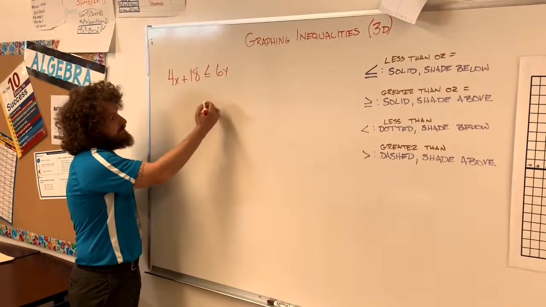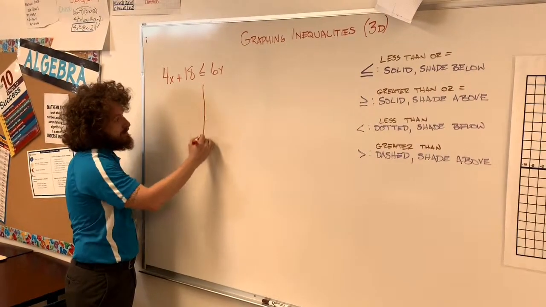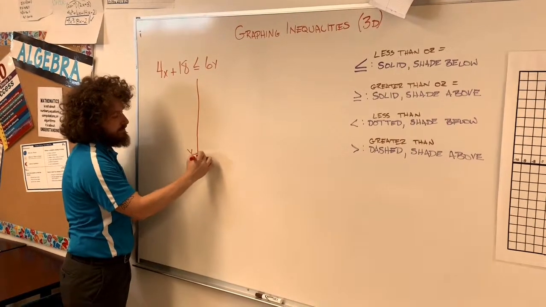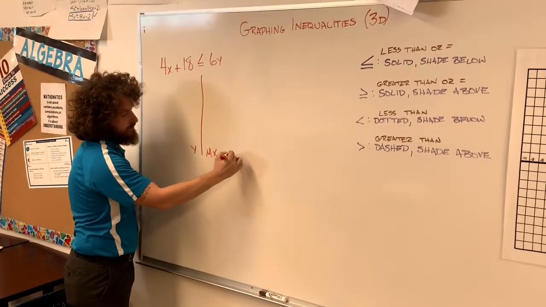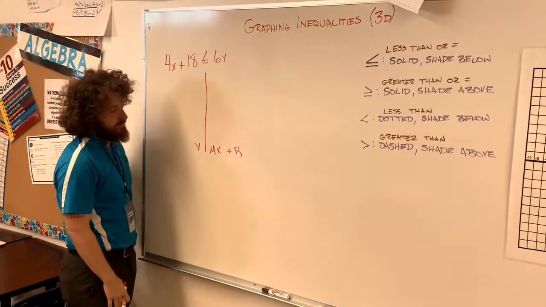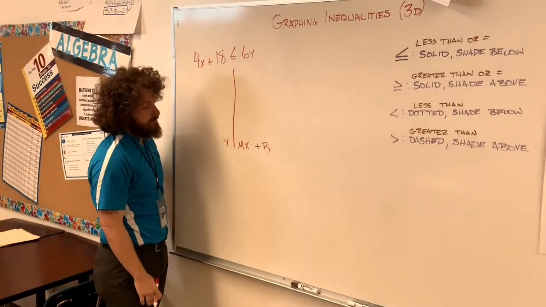Today I'm going to take this inequality and put it in slope-intercept form. We want to have the end in mind, so we want to have it as y with some relation to mx plus b, so I know the slope and the intercept.